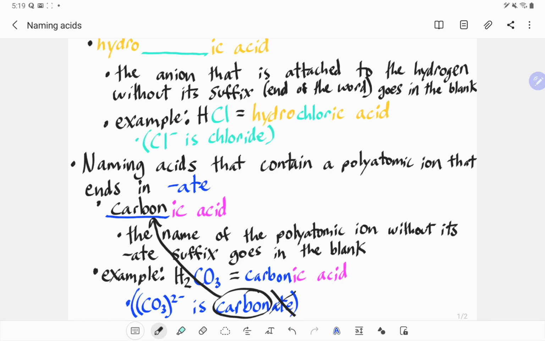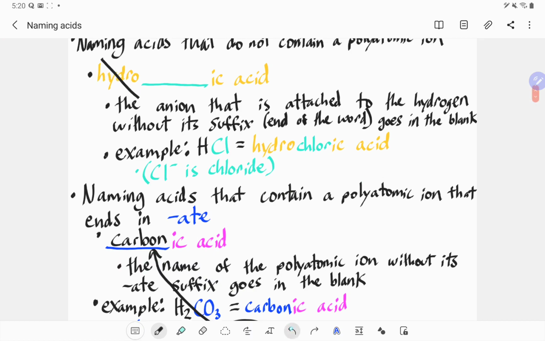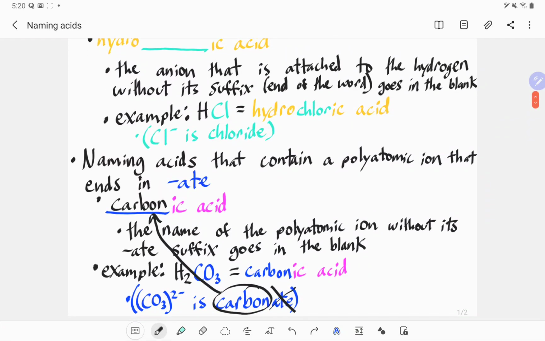The only difference between this and the previous rules is that we are not going to use the hydro prefix anymore. The hydro prefix is only for a hydrogen bonded to something that is not a polyatomic ion, for acids that don't involve a polyatomic ion. When they do involve a polyatomic ion, we don't use the hydro prefix. All right, so carbonic acid is H2CO3.